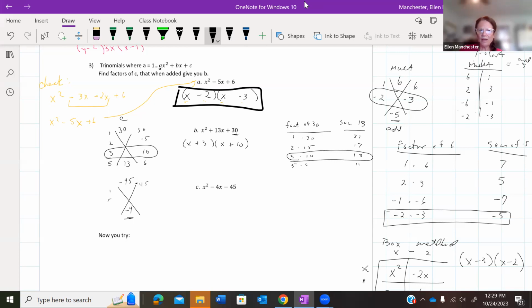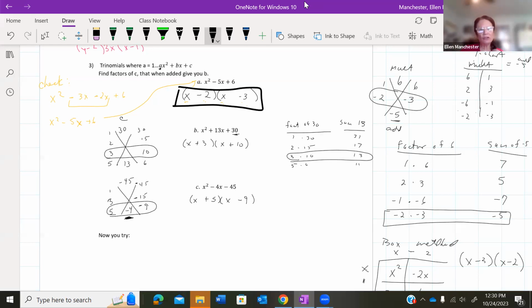45 is 3 and 15. Bigger number has to be negative because my sum is negative. And then 5 and 9, bigger number has to be negative. So you can see right away when I add them, I get a negative 45, a negative 12, and a negative 4. So these are my factors. So it's going to be plus 5 minus 9. So that's why the signs are super important. Always notice the signs.